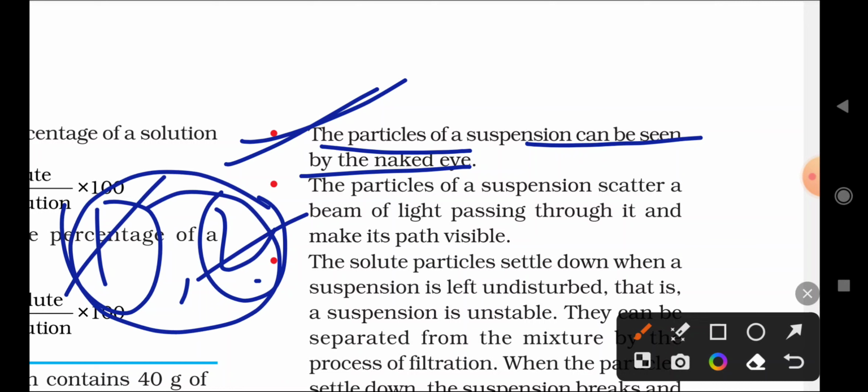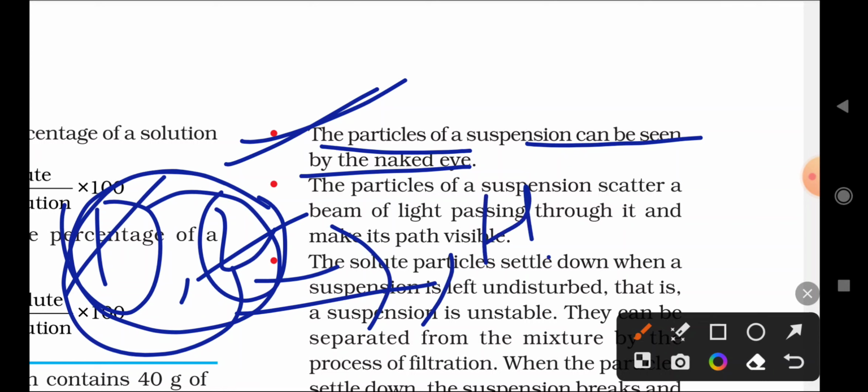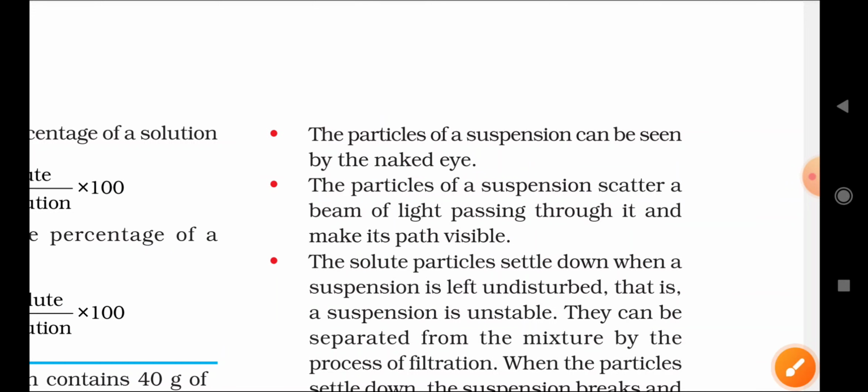Two points are cleared. So without any effort you will learn these two points. First is heterogeneous mixture, and second one is they are seen with our eyes or naked eyes. We can write these two points very easily, you have learned them.